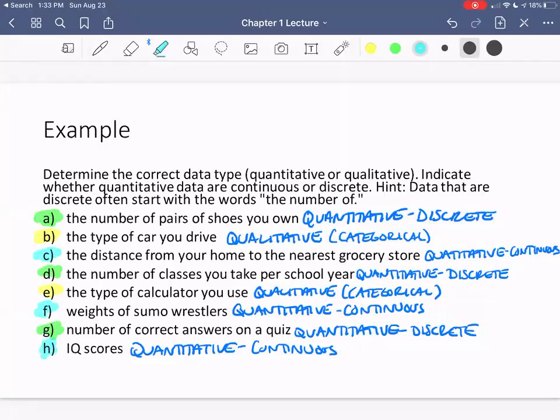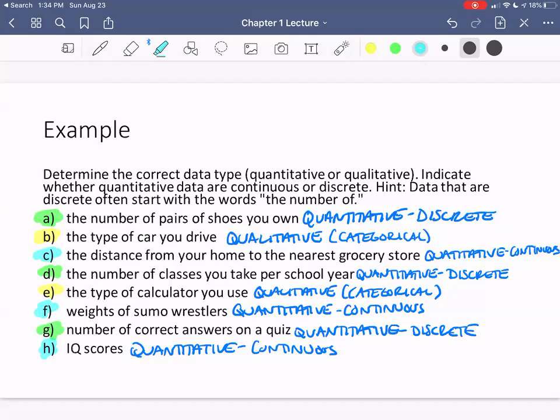Letter C says the distance from your home to the nearest grocery store. It is continuous because as you are walking home, you are getting closer. Maybe it's a 3-mile walk to the grocery store. You take a few steps, you go for a little bit, and now you're 2 3/4 miles from the grocery store. You're getting closer and closer and closer.